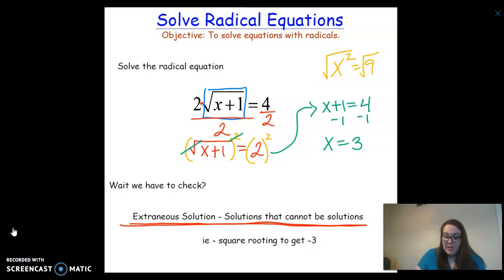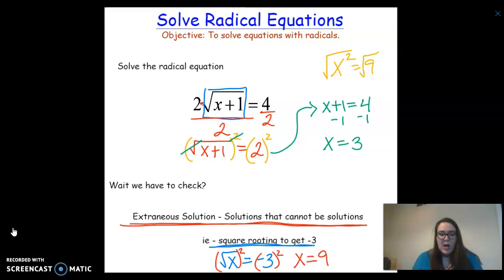Down here it says, example, square rooting to get -3. What this means is, if I have the square root of x equals -3, to get rid of a square root, I'm going to square both sides. Now I have x equals 9. But when I go back and check my answer, the square root of x, or in this case 9, can't equal -3.